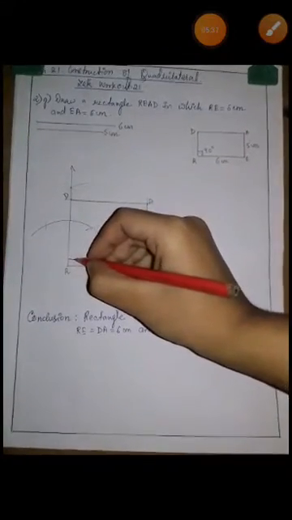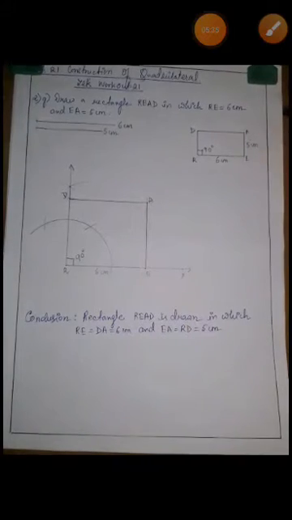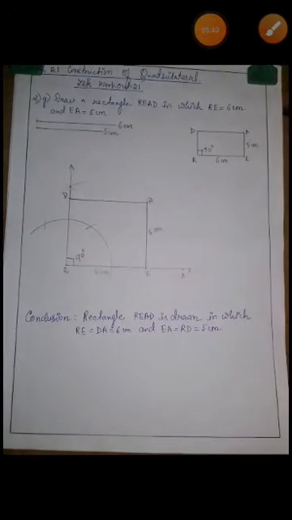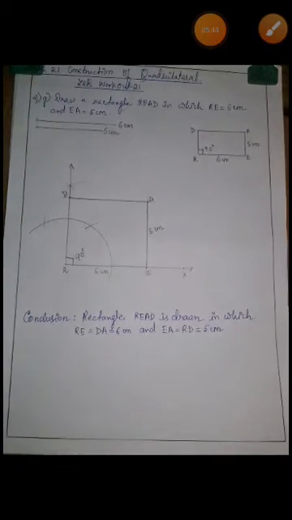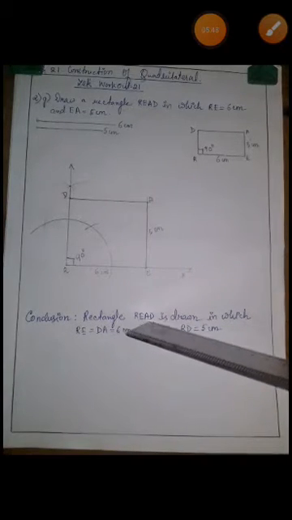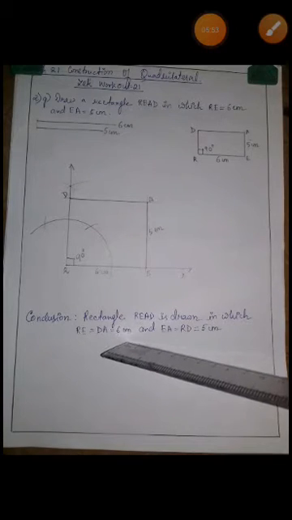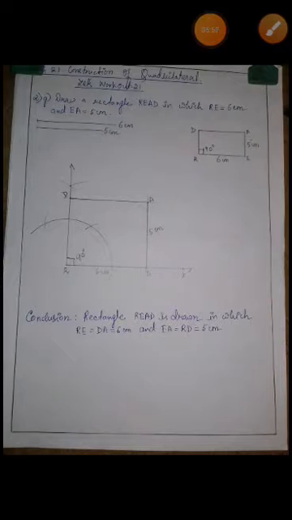So you mark here 90 degree and then this EA, that is 5 centimeter you mark, and after doing the construction, you are going to write the conclusion. You are going to write rectangle READ is drawn in which RE equals to DA equals to 6 centimeter and EA equals to RD equals to 5 centimeter.